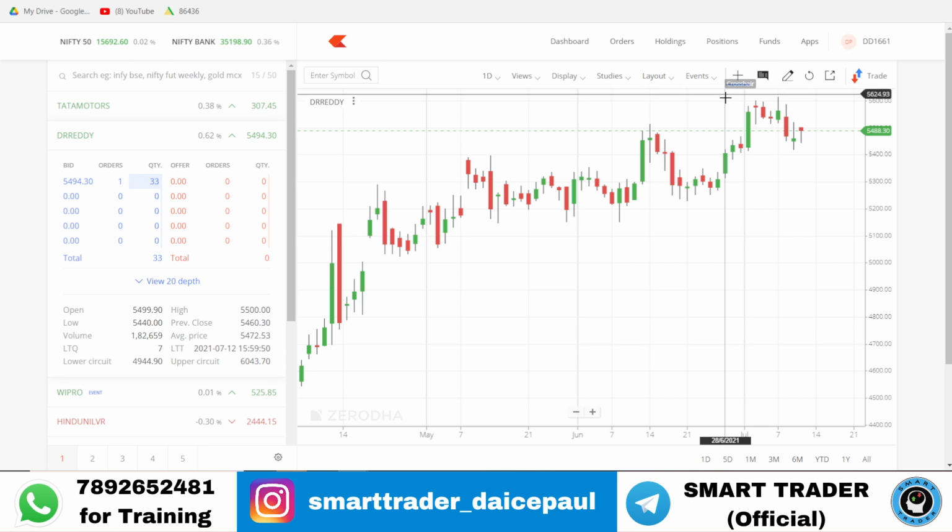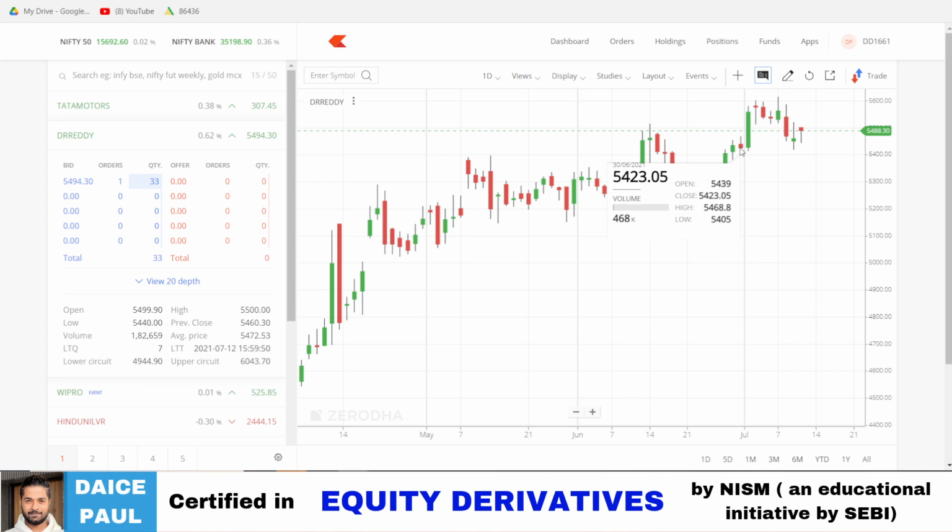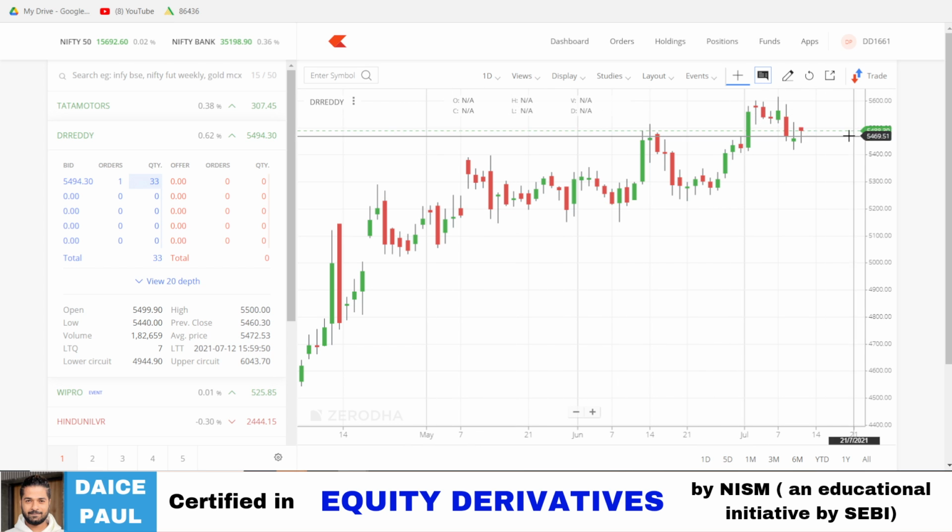Then we have this crosshair, where you get a cross-type pointer with which you can measure values. If you look at the price, you can see it here. Whenever I move around, it shows the price at different levels. Apart from that, we have something like info. If you want to know the info of any candle, you can get it. If I keep the cursor on this candle, you can see the open, high, and all that.